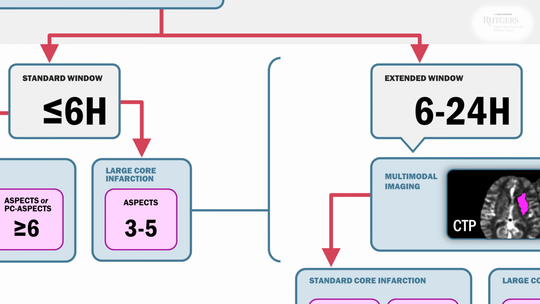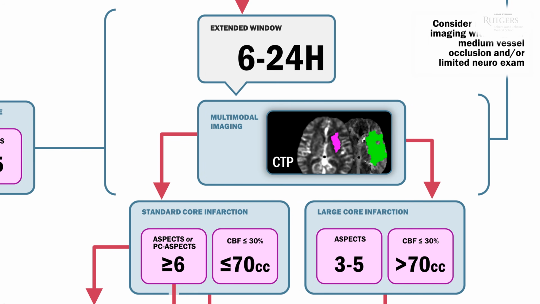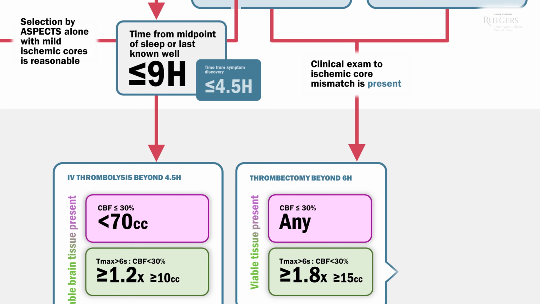Patients within the standard window with large core infarctions, ASPECTS 3 to 5, should be treated as if presenting within the extended window. And within the extended window, we need multimodal imaging, CT perfusion. A core of 70 cc's or less may be considered favorable for IV thrombolysis, specifically in patients who present within 9 hours from last known well, or within 9 hours from the midpoint of sleep, and within 4.5 hours from symptom discovery.